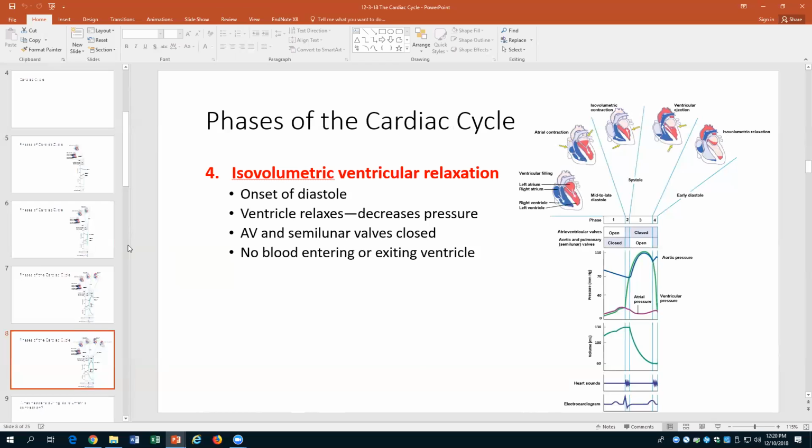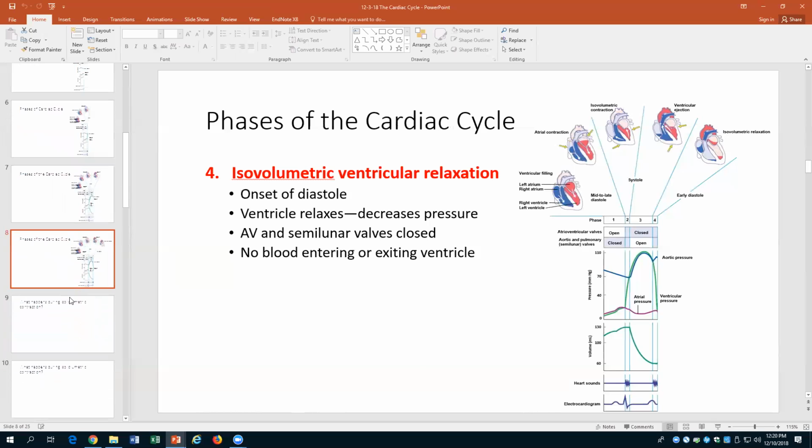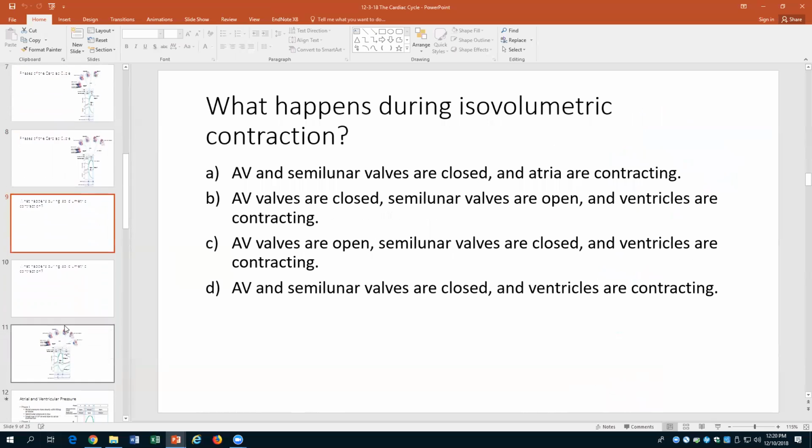Sure, the aortic pressure. That was in this packet.